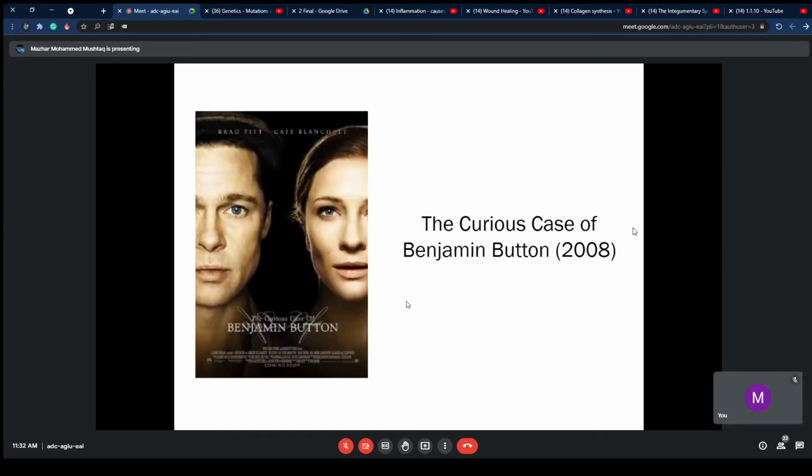The Curious Case of Benjamin Button. Please go home and see this movie. It is again about the aging process. You will enjoy this movie. I don't want to give you the whole scenario of this movie, so if you want, you can go home and see The Curious Case of Benjamin Button. It was in 2008. It is a good movie. It is about aging.